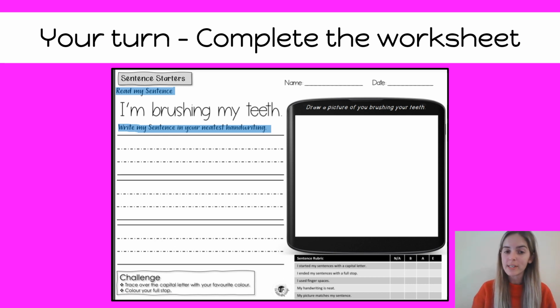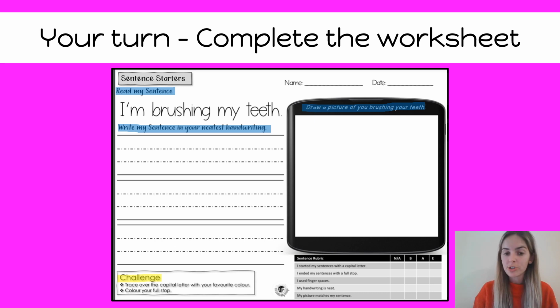Now, once you have written your sentence, if you look here, you can draw a picture of you brushing your teeth. So you could draw that picture underneath your sentence, or you could draw it next to your sentence. The last thing that you need to do, once you have written your sentence and once that you have drawn your picture, is you can complete this challenge.